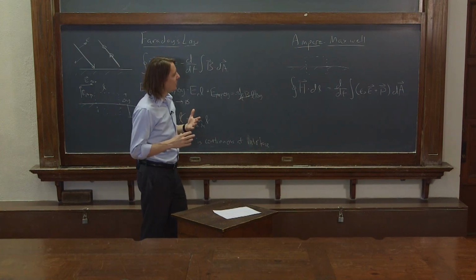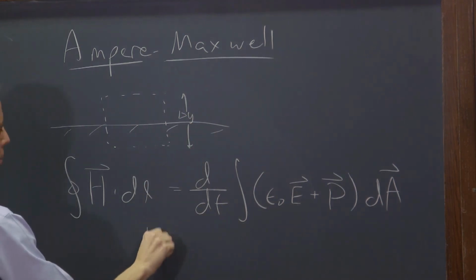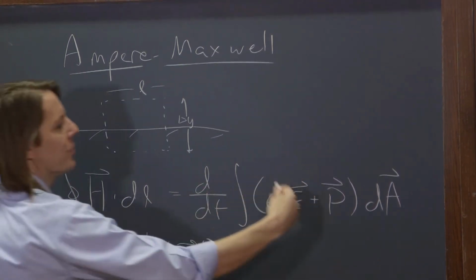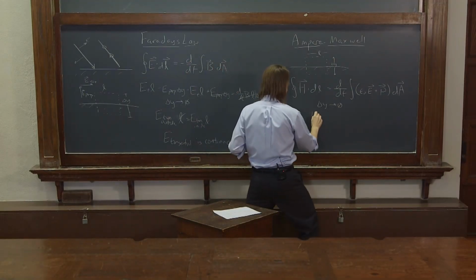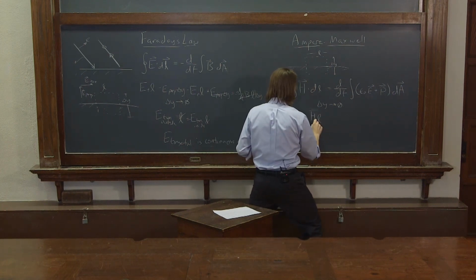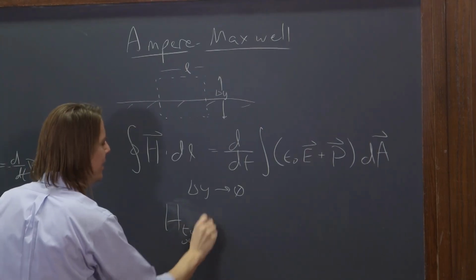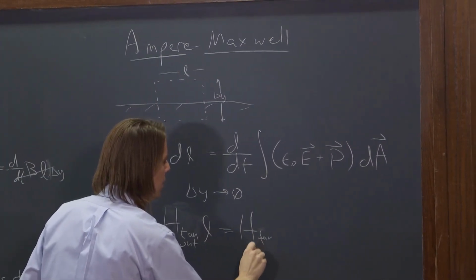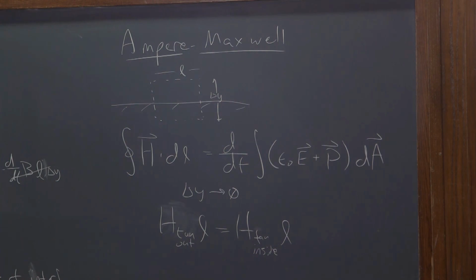But it turns out to be the exact same situation. What we're going to do is shrink delta y to 0. And we can still call this L. Okay? So whatever you put in here doesn't matter. It's going to 0. The dA is going to 0. That part's going to 0. We have, again, this case that the magnitude of H times L, just the tangential outside magnitude of H times L, equals the tangential inside magnitude of H times L. So we find that H is continuous across the boundary.